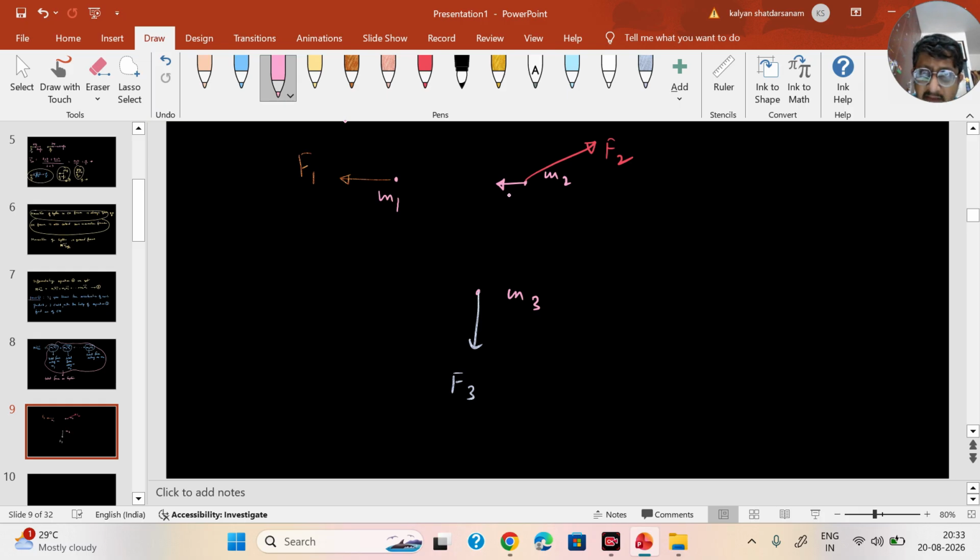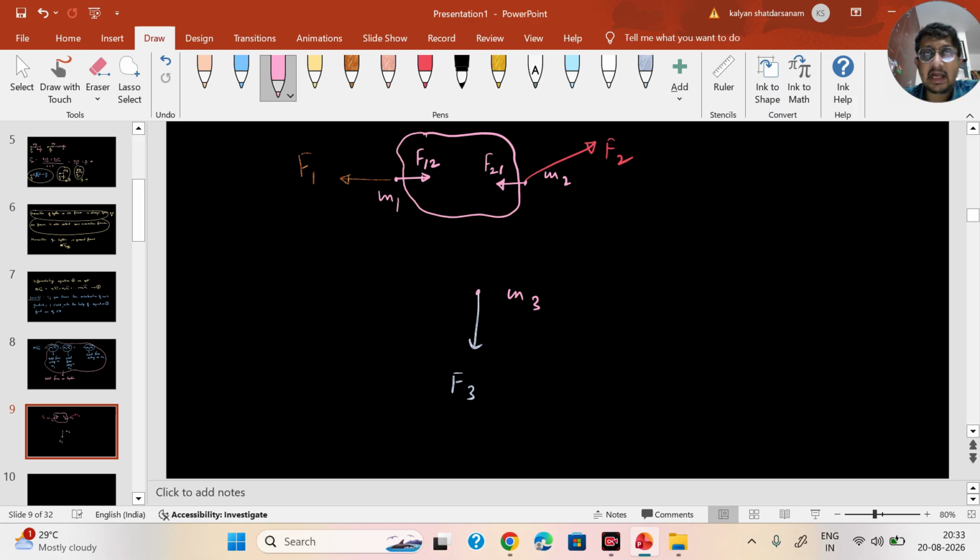That may be gravitational, because any two particles having mass will attract each other, or it could be electrostatic or whatever. This is force on 2 due to 1, force on M2 due to 1. And if M1 exerts force on M2, by Newton's third law, M2 will also exert force on M1, that is force on 1 due to 2. These two are internal forces, right? What M1 exerts on M2 and what M2 exerts on M1.